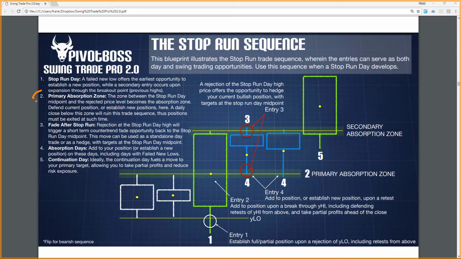Now the primary absorption zone here, this zone is between the stop run day midpoint and the rejected price level. That right there becomes the absorption zone. So this is the rejected price level where we see a major push through that area. The midpoint eventually closes at or near that point, and so that becomes the primary absorption zone.